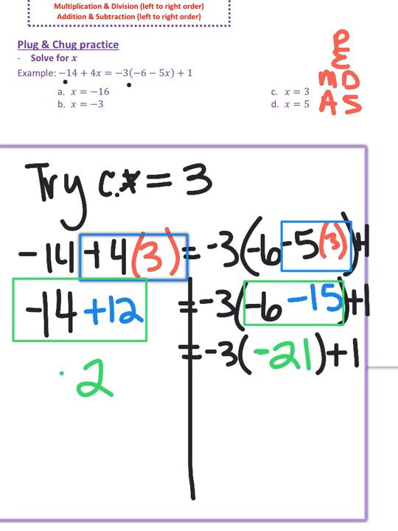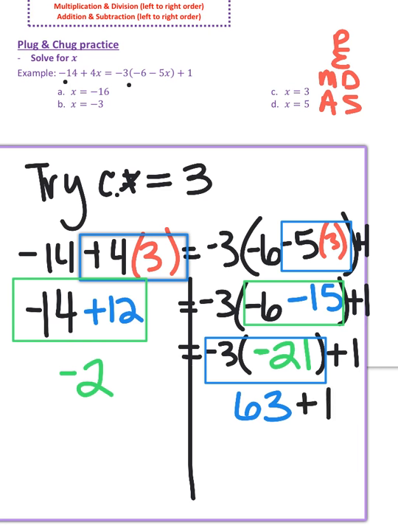On the right-hand side, I still have a little bit more work to do before I get down to just a number. So if you look over here, I have multiplication and addition. So we're going to have to multiply first. So I'm going to put a blue box around that multiplication, and I'm going to follow my blue rules. A negative times a negative is a positive. 3 times 21 is 63. And now you're going to bring everything else down that's on that same side.